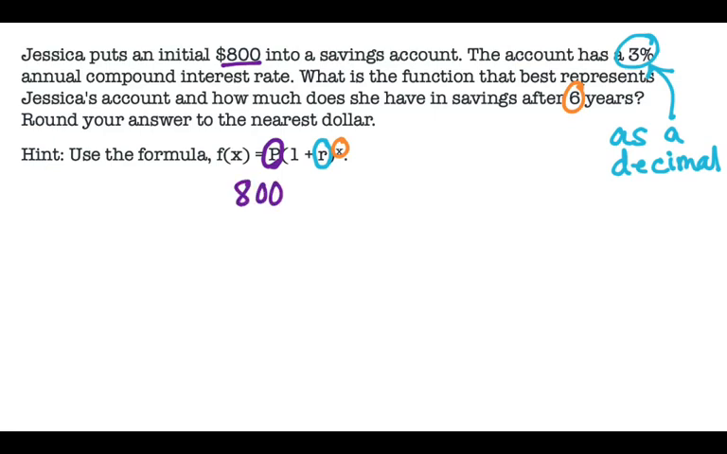All right, so we have 800 we're plugging in for capital P. Then we copy down the 1 plus. And for R, we have to convert that 3% to a decimal. So right now that decimal is on the right-hand side, but if you want to make it a decimal, you have to move it over 2 places to the left or divide it by 100. So if you move it over 2 places to the left, you get 0.03.